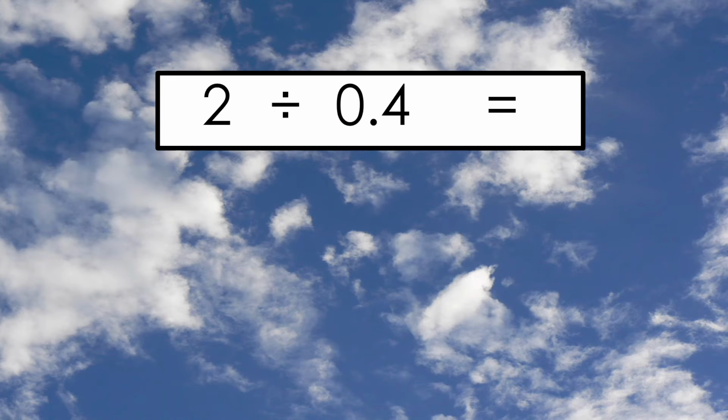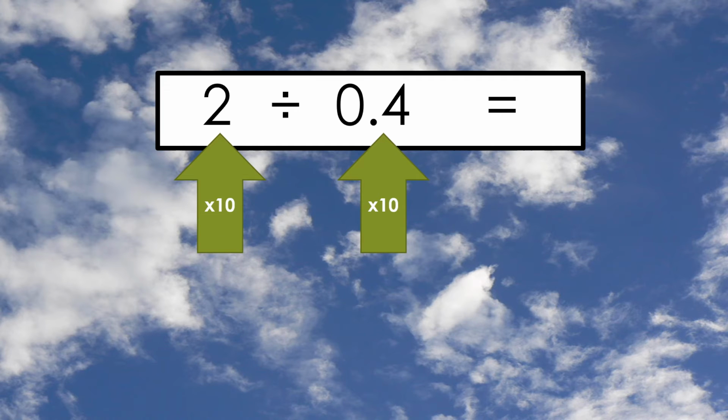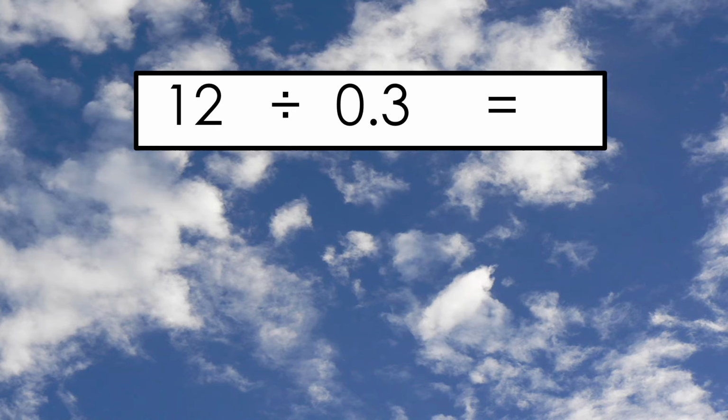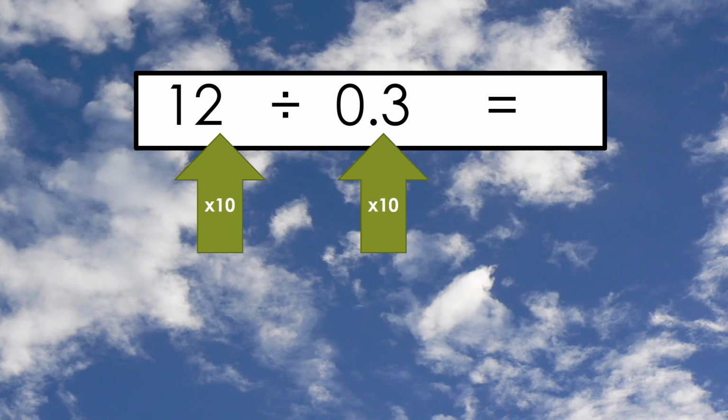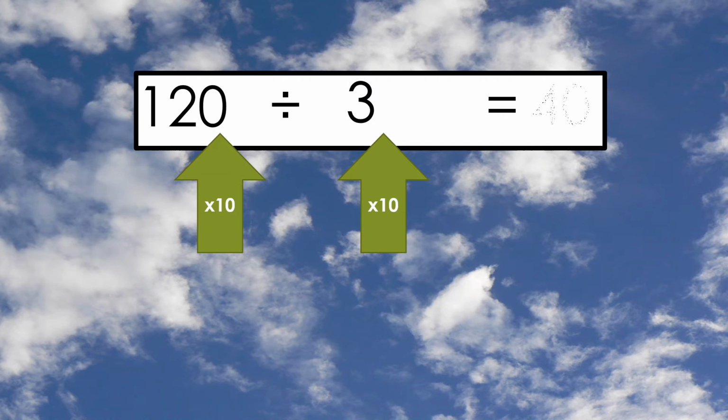Now let's try to divide mentally. 2 divided by 0.4. 2 is the dividend, 0.4 is the divisor. So I have to get rid of the decimal in the divisor. To get rid of it, you have one number after the decimal, so you multiply both of them by 10. So 20 divided by 4 is 5. Now 12 divided by 0.3, the same thing, one number after the decimal, you multiply by 10. 120 divided by 3 is 40.